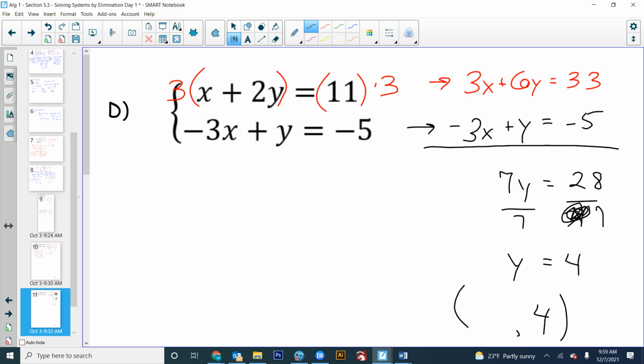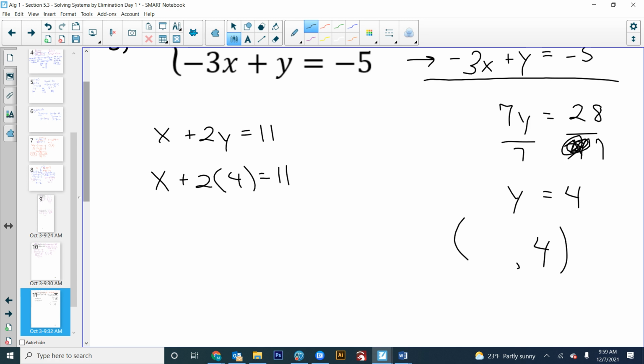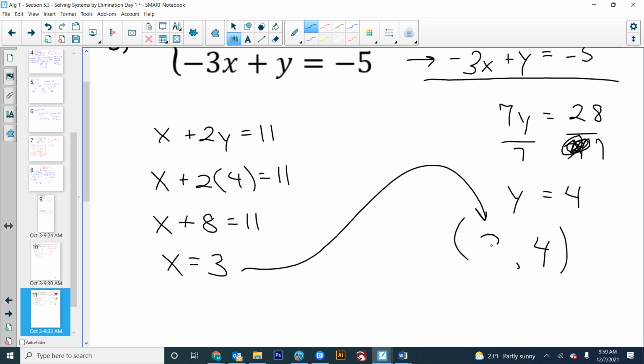Now we got to find x. Which one's easier to plug in to find x, do you think? Top one, Matthew? Bottom one? We'll get the top one, before we multiply by 3. So x plus 2y equals 11. We're going to plug 4 in for y. So we get x plus 8 equals 11. Subtract 8. X equals 3. 3, 4 is the intersection point, which is the same if we were to graph them.